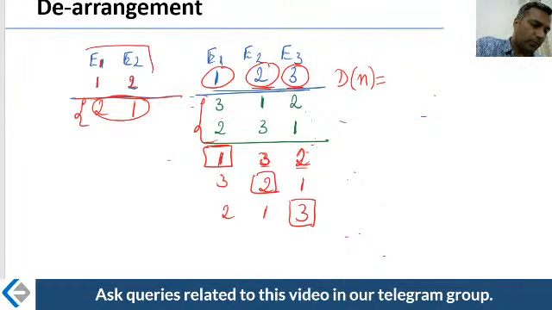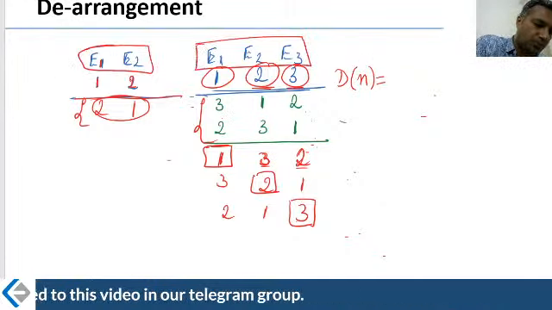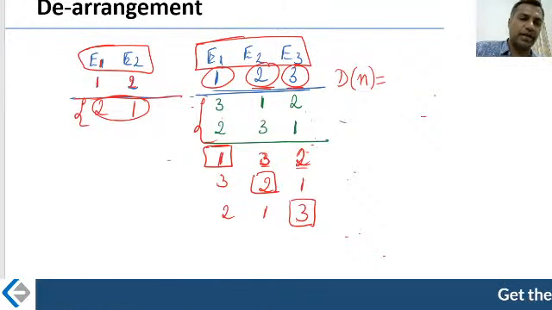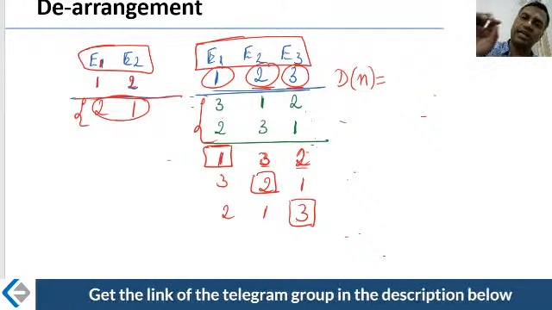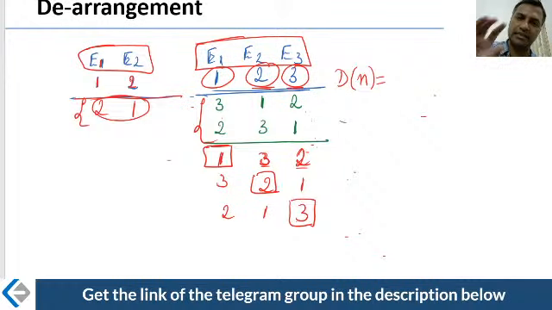All right, now here 2 envelopes. Dearrangement for 2. 3 envelopes. Dearrangement for 3. What is dearrangement? None of the letters will go into the rightly addressed envelope. All right, none of them will get the rightly addressed letter. So that is called the dearrangement.